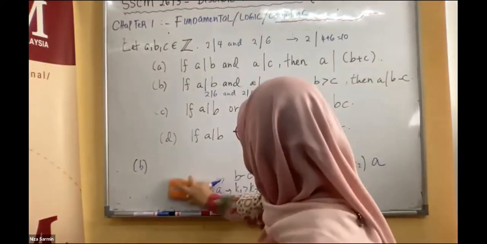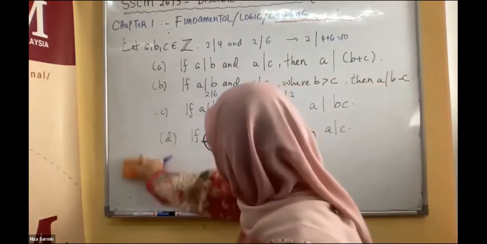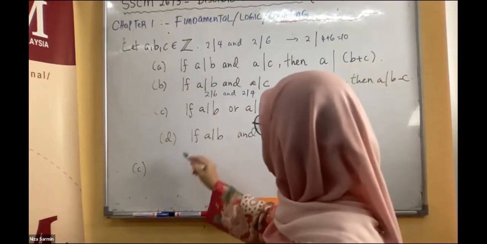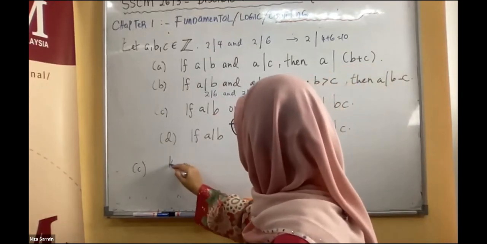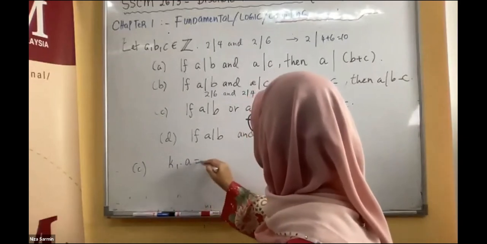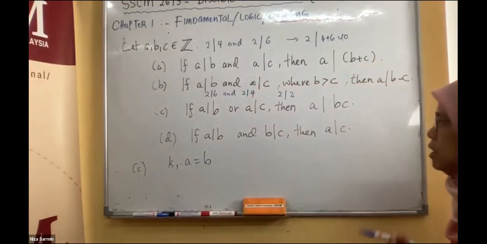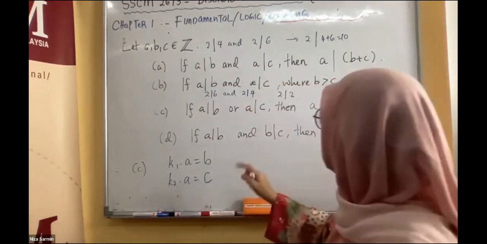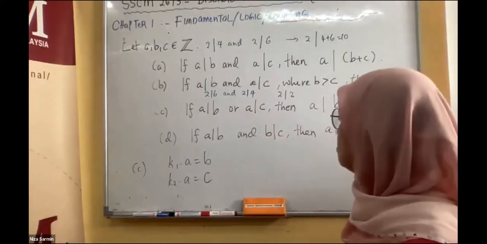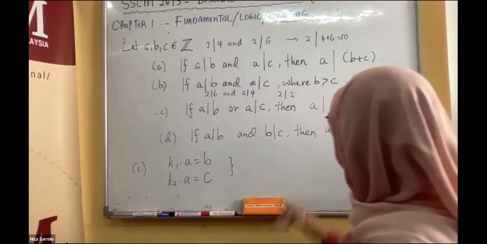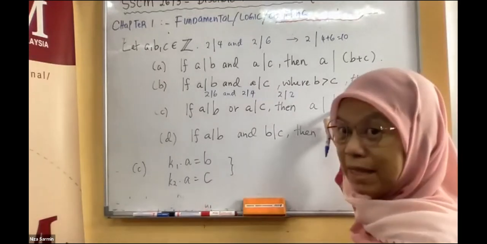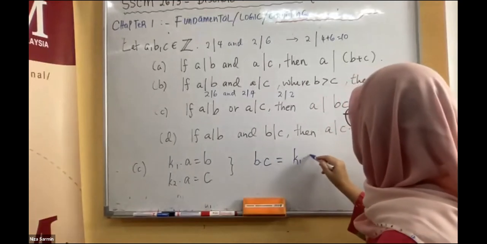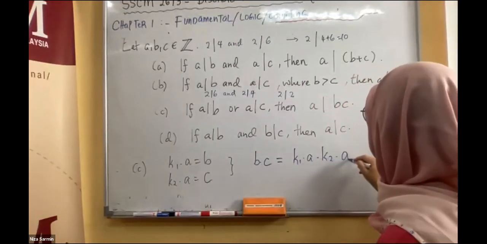Okay. Now, part C. If A divides B, so K1 times A is B. B is bigger, yeah? K2 times A is C. So by these two, you want to multiply B and C. Multiply. So B times C is K1A times K2A.